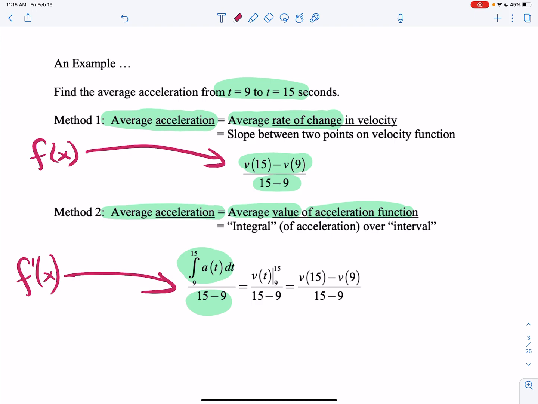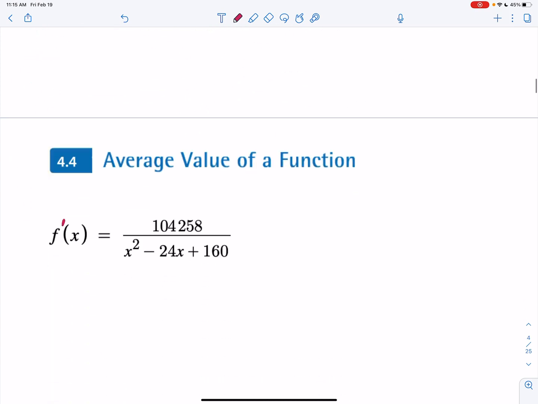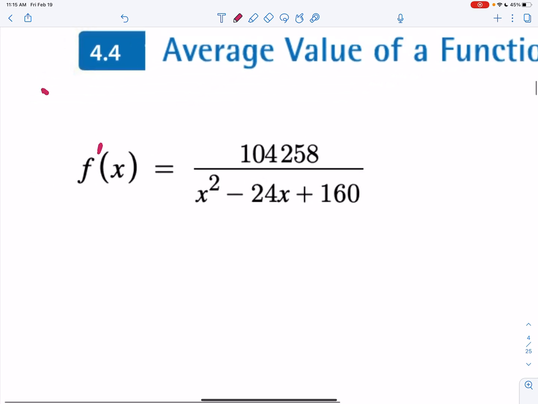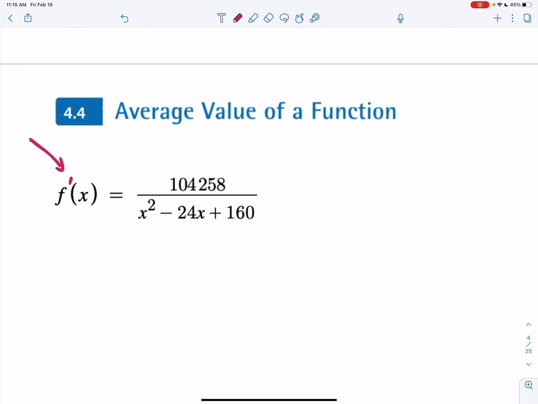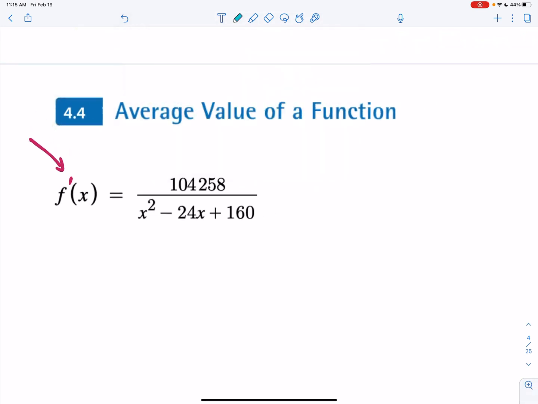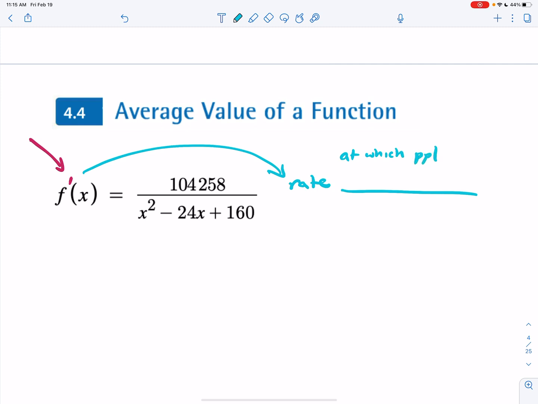Okay, so context. Let's say you guys had this equation here, okay? That is a derivative symbol. I added it on there, okay? Now, one thing to note, whenever you're given a derivative, that represents the rate of something, okay? So I'm going to give this some context, okay? This is the rate at which people enter Disneyland.